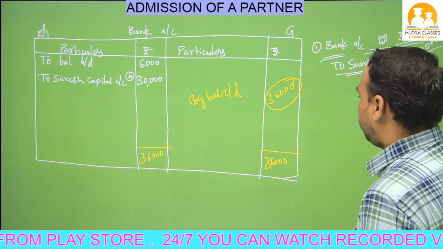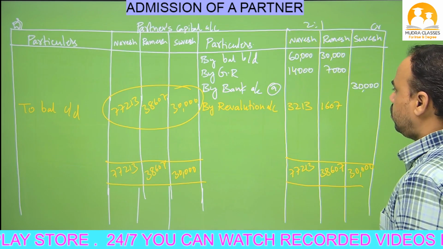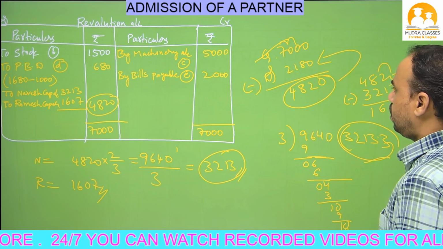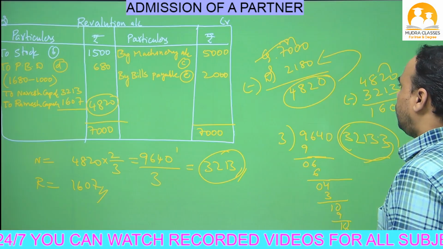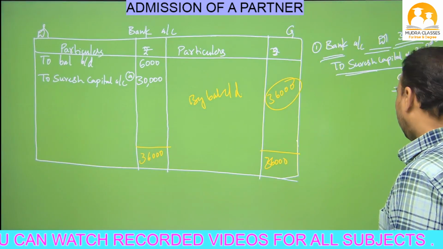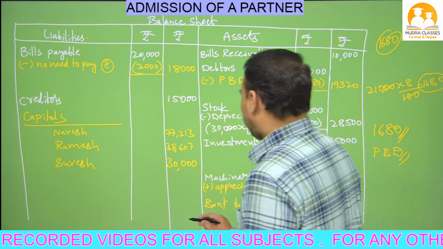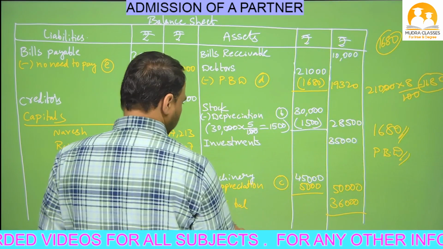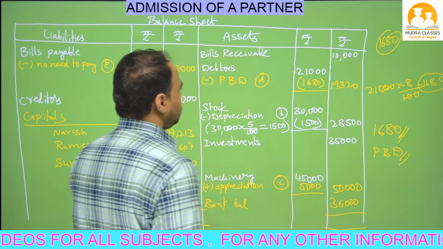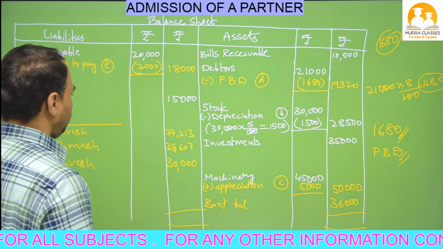Now with this we completed all items. We completed all items, all accounts we closed. Now simply we have to close the balance sheet asset side and liability side. If you do the total you will get the answer. Do the total of the balance sheet asset side and liability side, you will get the same answer.